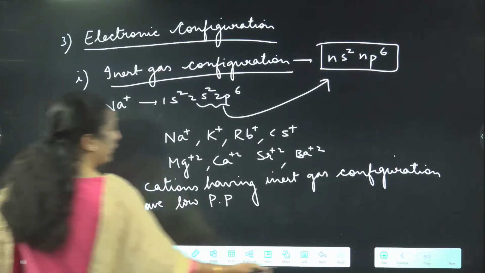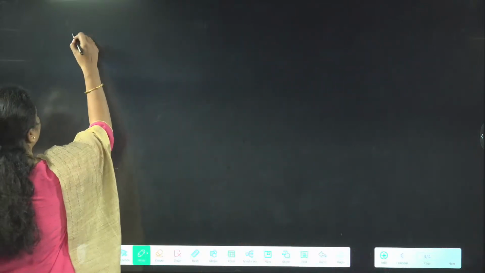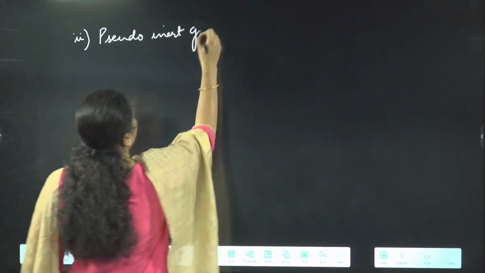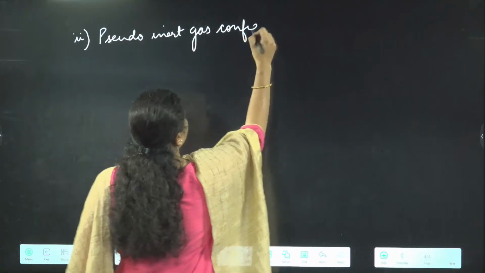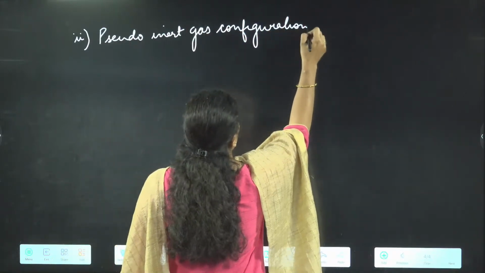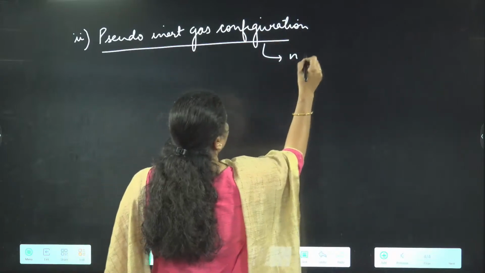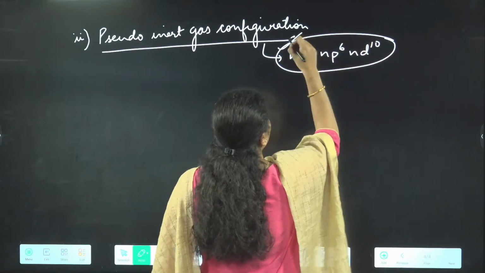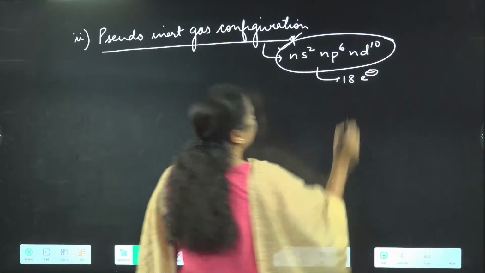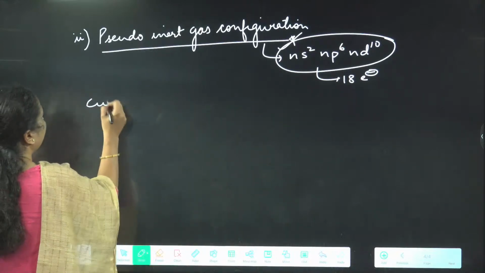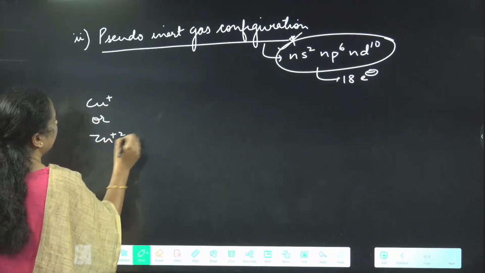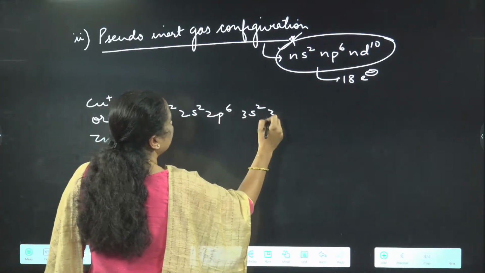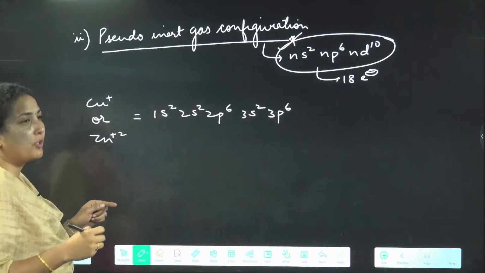Okay. Now, the another configuration which is there, that is pseudo inert gas configuration. In the pseudo inert gas configuration, basically we should have ns2 np6 nd10, right? So how many electrons we are having? You must know this. You are having 18 electrons in the valence shell. Let us say, suppose if I write for Cu plus or else Zn plus 2, the configuration is going to be 1s2, 2s2, 2p6, 3s2, 3p6, 4s. 2 electrons we have removed from 4s itself.